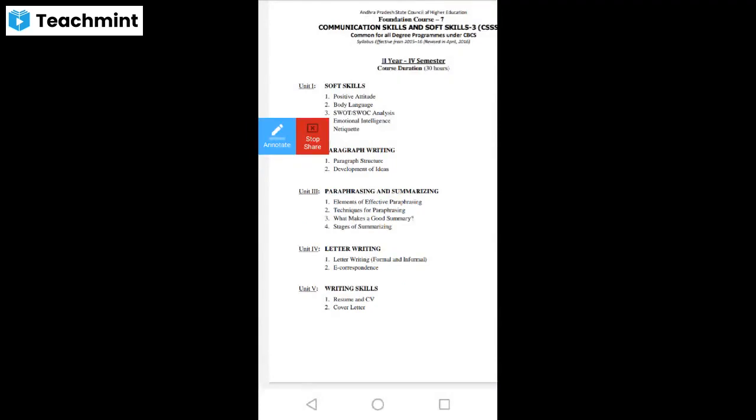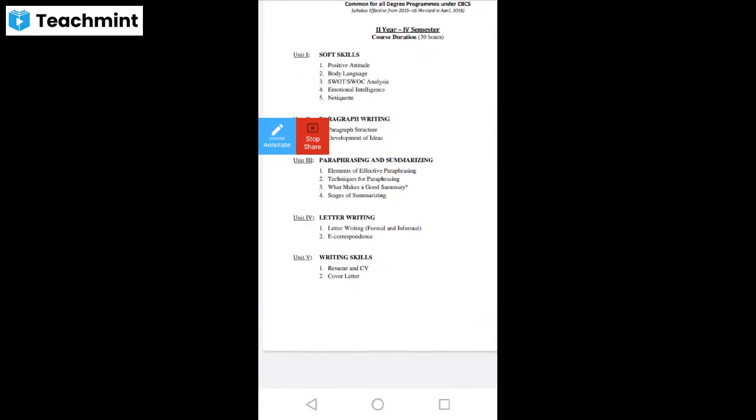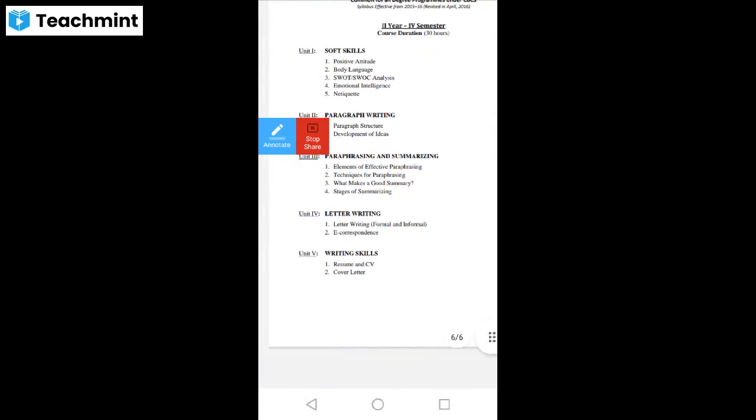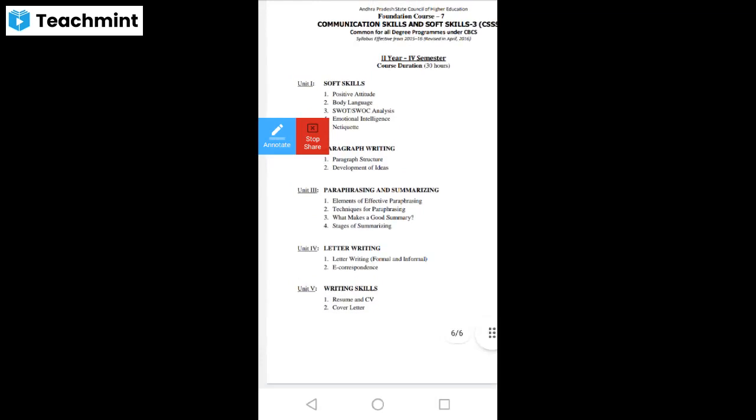Fourth unit is letter writing, both formal and informal. Another one is e-correspondence. Fifth unit is writing skills. Under this, we are going to learn resume, curriculum vitae, and what we call cover letter. These things you are going to learn in this foundation course, communication skills and soft skills.